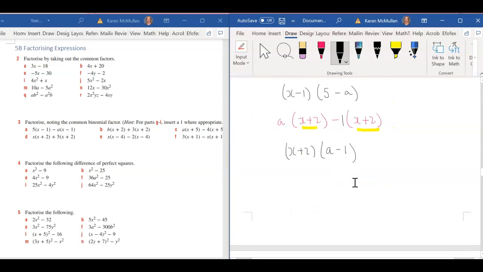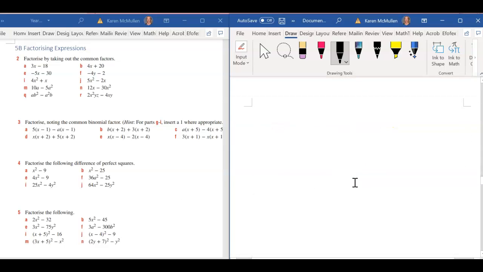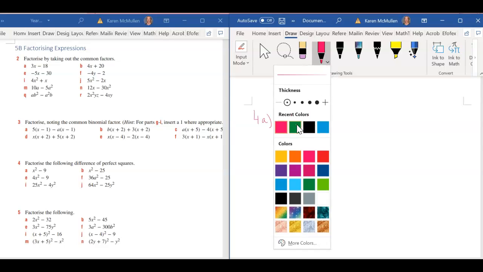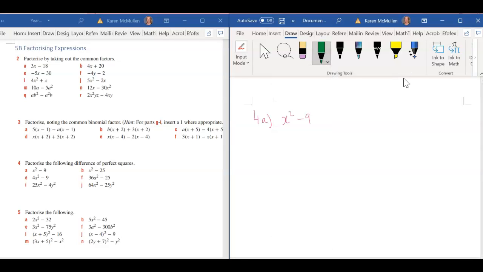All right, question 4. This is an example of difference of perfect squares. When we did the expanding, remember I spoke to you about that. We've got x squared minus 9. I'm going to write the rule again, but the other way around, because this time we're factorizing, and factorizing is like the opposite of expanding. When we've got a squared minus b squared, that factorizes to (a plus b)(a minus b).